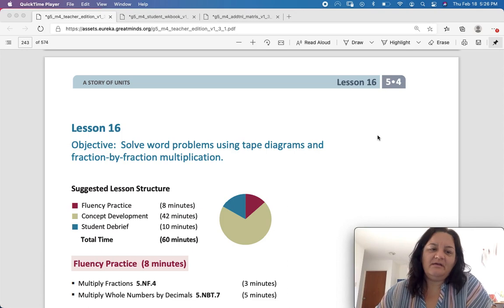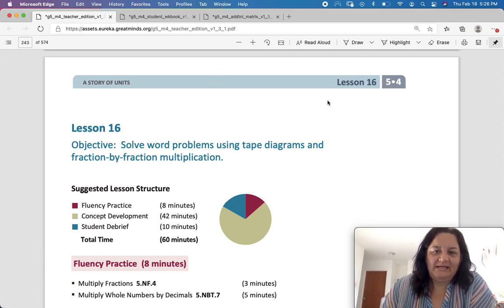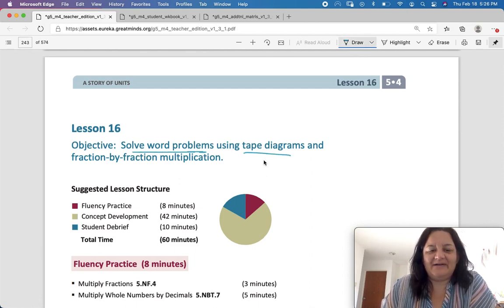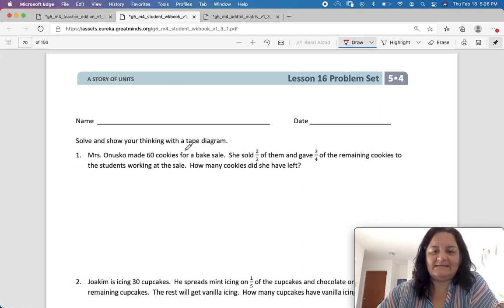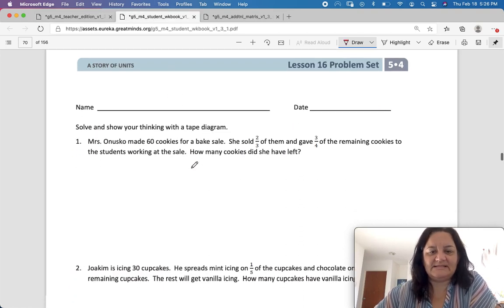Eureka Math, Module 4, Lesson 16, and our objective today is to solve word problems, yay, word problems, using tape diagrams and fraction by fraction multiplication, okay? So tape diagrams, you already know what a tape diagram is, and we're going to solve word problems with tape diagrams, okay? Let's go right to our lesson, our problem set for lesson 16.